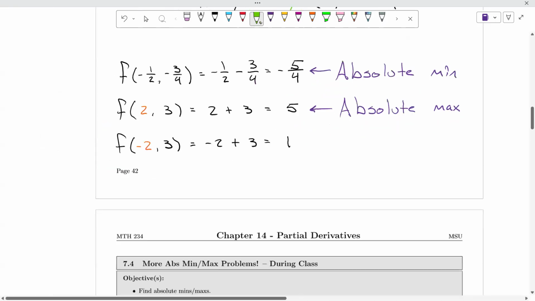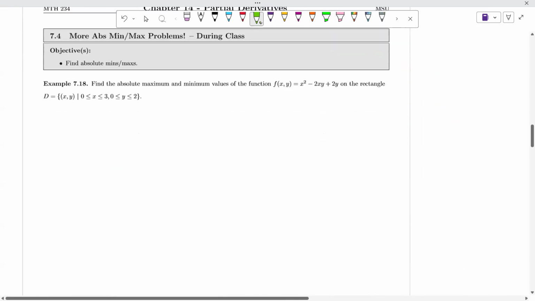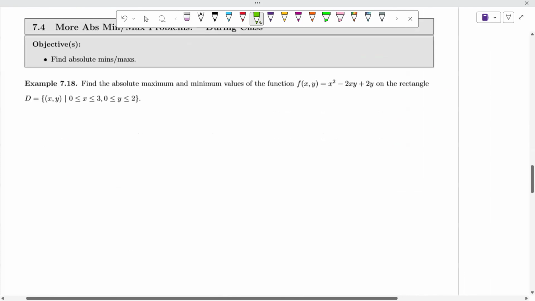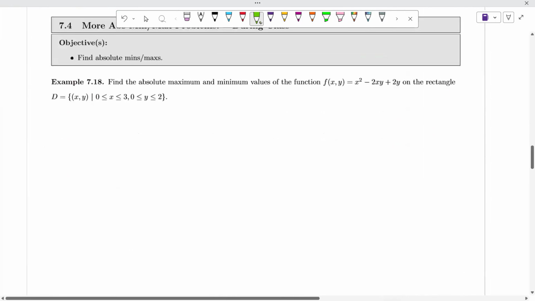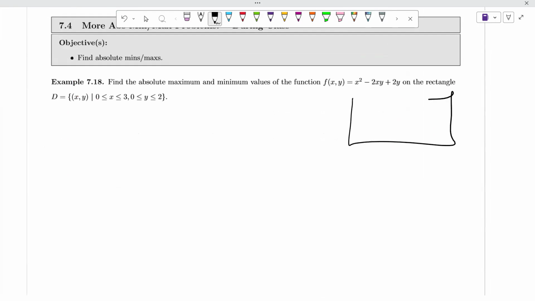Cool, cool. So that said, let's go do a problem together. Find the absolute maximum and minimum of the function x squared minus 2xy plus 2y on the rectangle x between 0 and 3, y between 0 and 2. So let's go draw ourselves that rectangle.